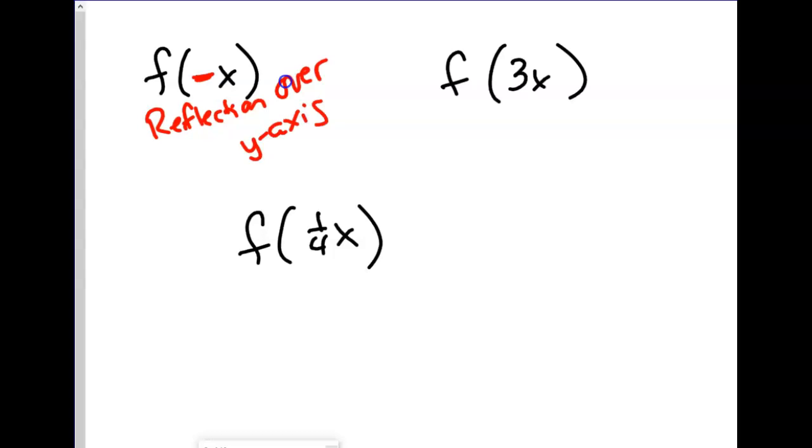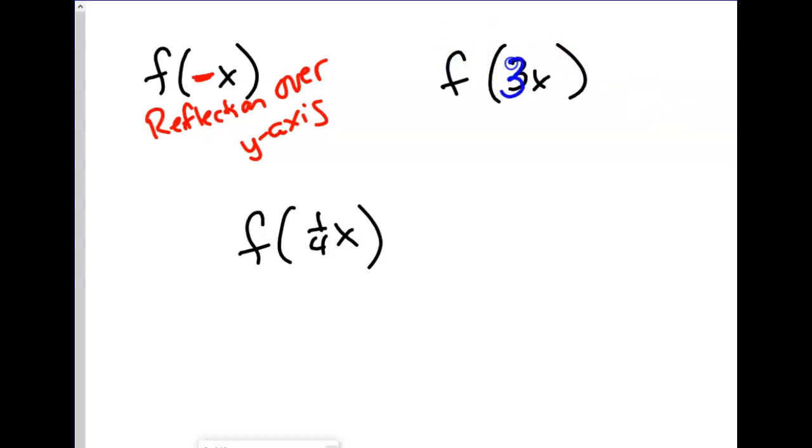So notice, reflection over the y-axis. Right away, Cameron knew that was a y-axis reflection because anything inside of the function with the x component is a horizontal movement. So if you're reflecting horizontally, that means you're reflecting over the y-axis. Very good. It's negating all of your x's. So that's something that you could visually see pretty easily, right? What about when you throw a 3 inside?